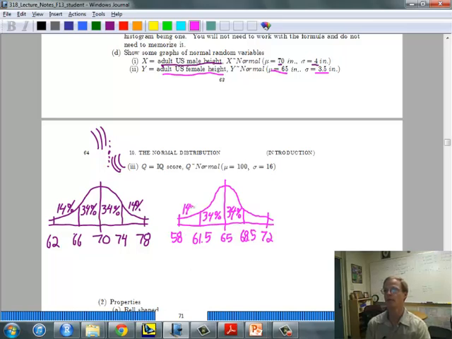And that'll be good. Now, it turns out that IQ scores also follow a normal distribution. Let's do those in green. IQ scores. Their mean is 100, standard deviation is about 16.